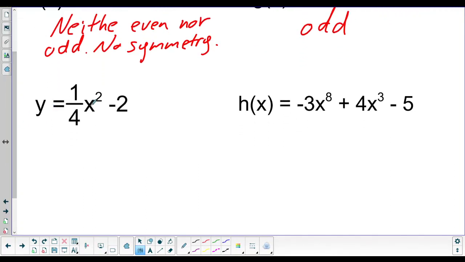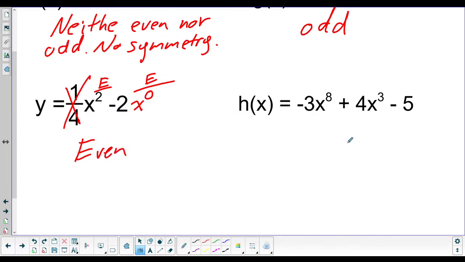Okay, let's look at this one. y equals 1/4 x squared minus 2. Don't freak out. I can feel you panicking already because you see a fraction. That's not even important for this question. All we care about are the exponents. 2 is an even number. Now let's remember our rule. Numbers by themselves are like x to the power of 0. 0 is an even number. So this is an even function.